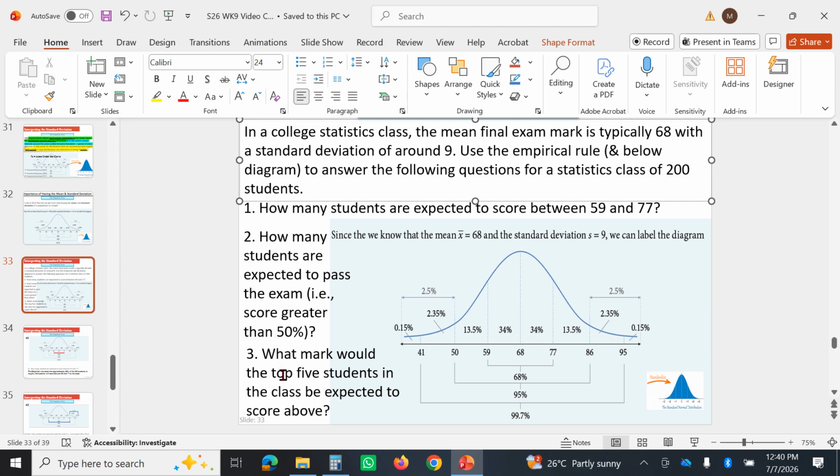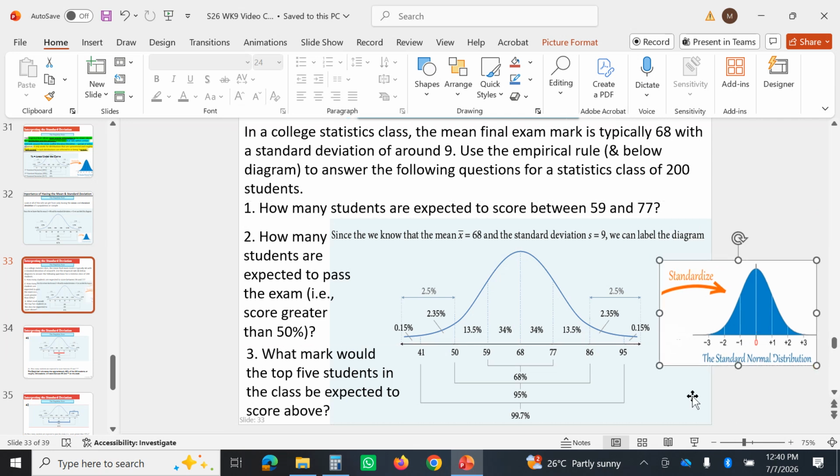What mark would the top 5 students in the class be expected to score above? Okay, so you have a look here. I've got a mean of 68 and a standard deviation of 9. So there's my graph. Mean of 68, plus 9, plus 9, plus 9. That's 34%, right? Minus 9, minus 9, minus 9. There's my first standard deviation, second standard deviation, third deviation. It's all based on that.